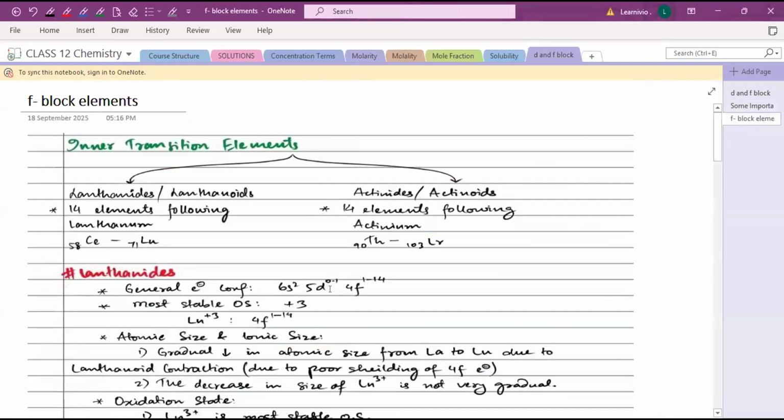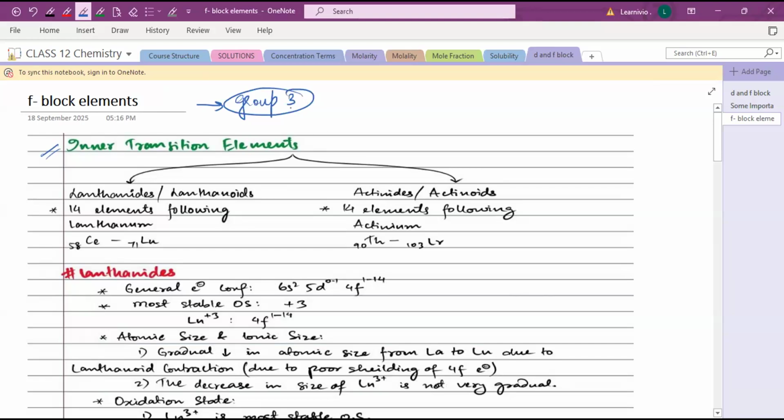Okay, now coming to the F block elements. As you know, F block elements are known as inner transition elements. And what is the location of F block elements? They basically belong to group 3.